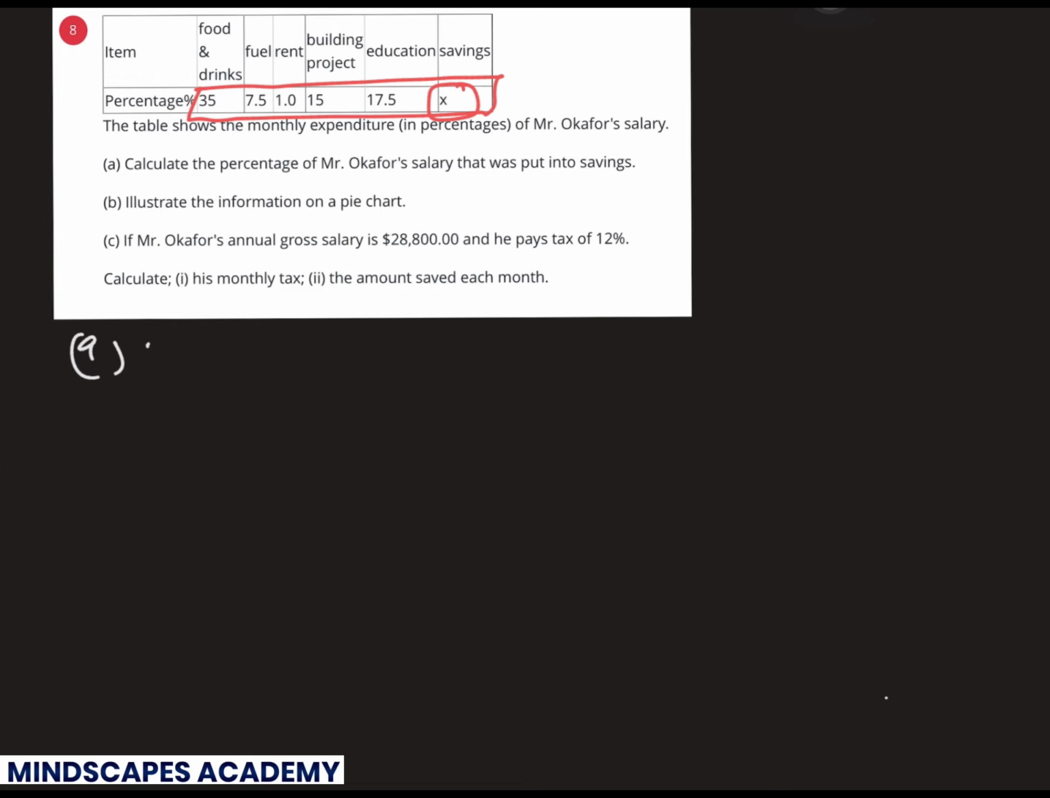So the A, that is 35 plus 7.5 plus... So this does not matter. This can be 1, this can be 10. Because the whole numbers are actually not in decimal, but based on what is here, I'm just going to use 1.0 plus 15 plus 17.5 plus X should give us 100.